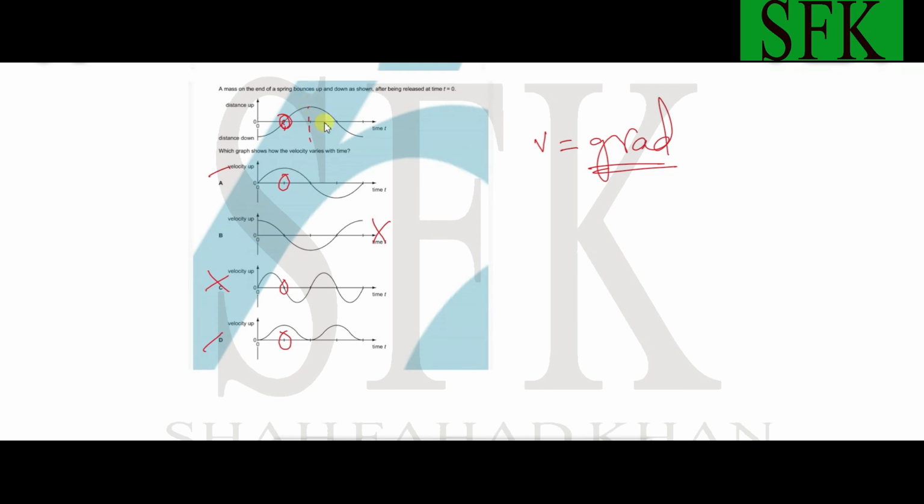But after the half cycle is finished, the gradient becomes negative and starts increasing in the negative. Only in graph A has the velocity gone below 0 and become negative. So A is our final answer.